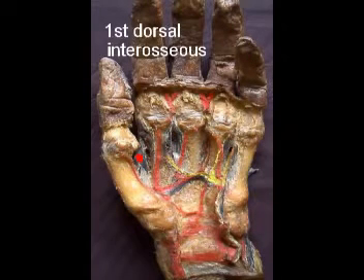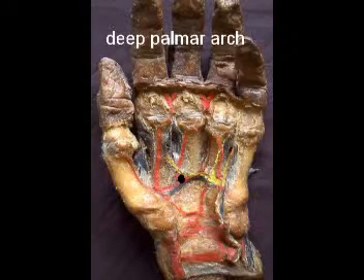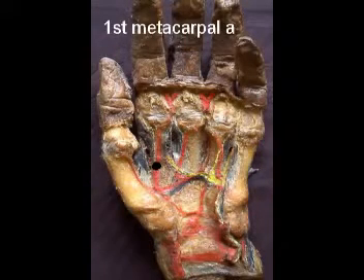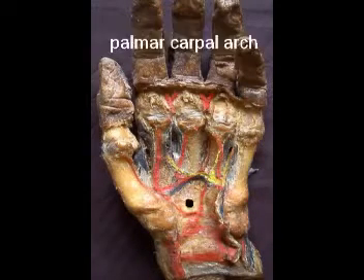It contains the first dorsal interosseous, and the deep palmar arch, which contains the deep branch of the ulnar artery and the deep branch of the radial artery. The deep branch of the ulnar nerve, the first palmar metacarpal artery, and the palmar carpal arch.